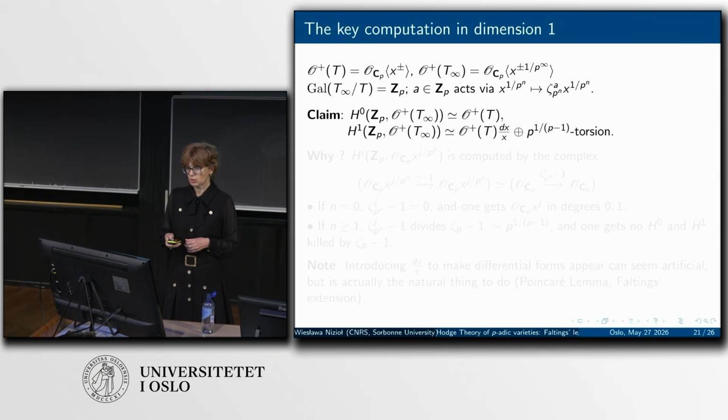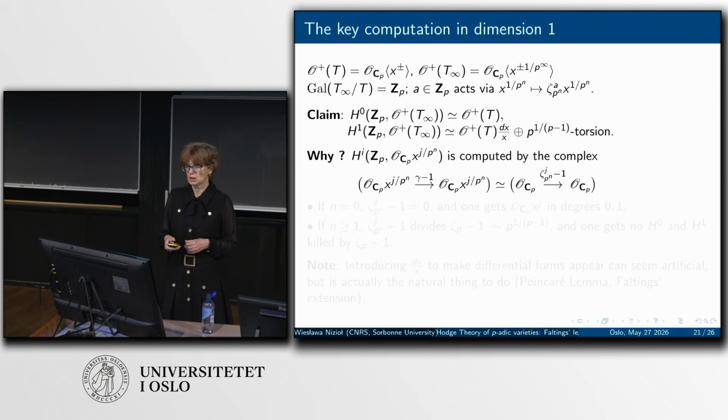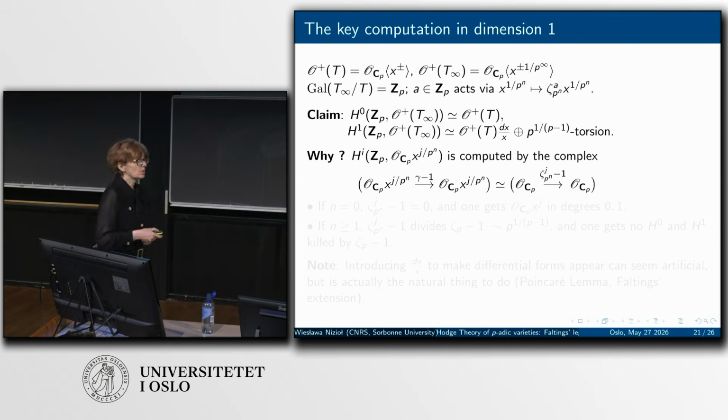So I give you an example of these computations in dimension 1. So now we just have to compute cohomology of ZP with values in these coordinate rings. But now we have this fundamental unit we took here. This coordinate ring is obtained by attaching P and roots of that unit. The action of the Galois group is by powers of roots of unity, so it's very simple.